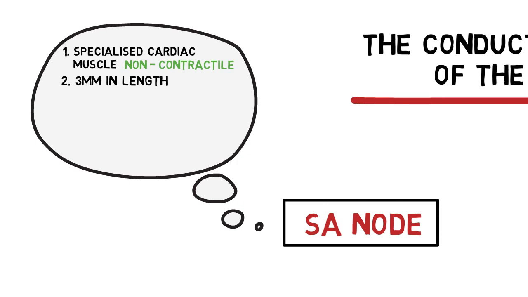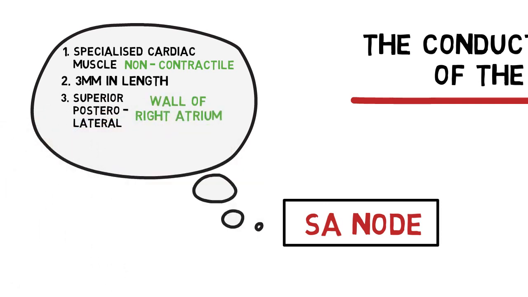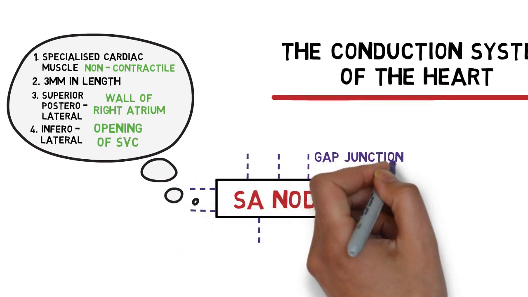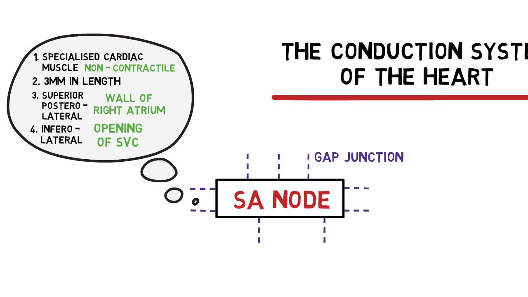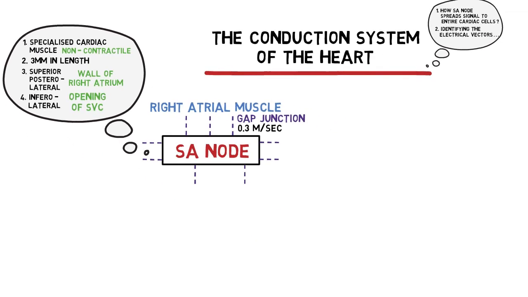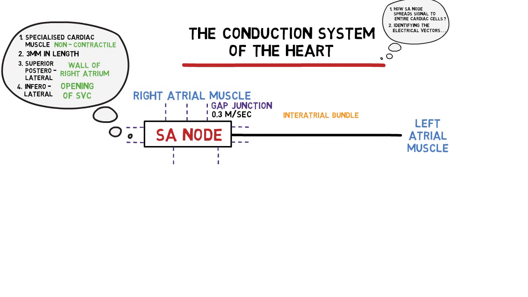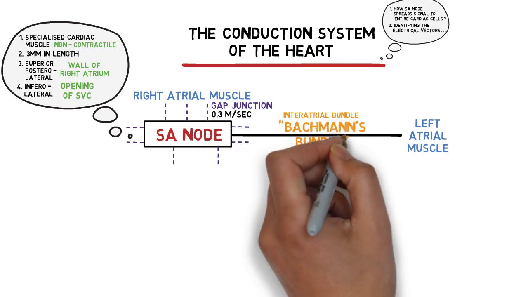It is located at the superior posterolateral portion of the right atrial wall, or inferior lateral to the opening of the superior vena cava. From here, it sends signal via three pathways. The first one, it goes to the surrounding adjacent cells by gap junction. This wave of signal spreads throughout the right atrium at a speed of about 0.3 meter per second. Secondly, it goes to the left atrium via the interatrial bundle, also known as the Bachmann bundle. And thirdly, to the AV node.